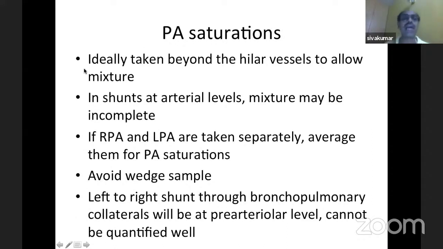PA saturation is ideally taken beyond the level of the hilar vessels in order to allow a good mixture. In shunts at arterial level, mixture may be incomplete, so RPA and LPA are taken separately. Avoid a wedge sample. When I tell you to go beyond the hilum, it should not be a wedge also. Left-right shunt through a bronchopulmonary collateral will be at pre-arteriolar level and cannot be quantified well at all.